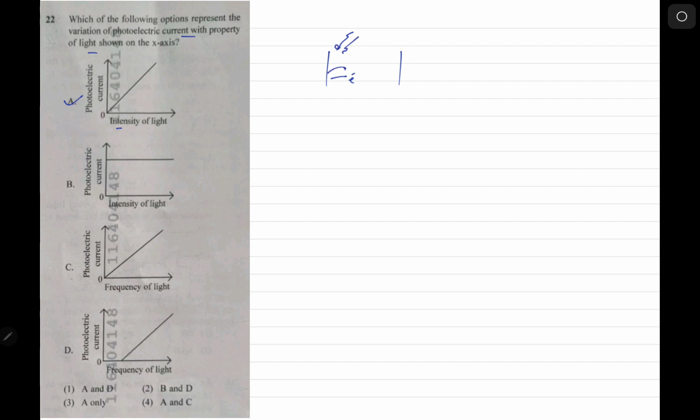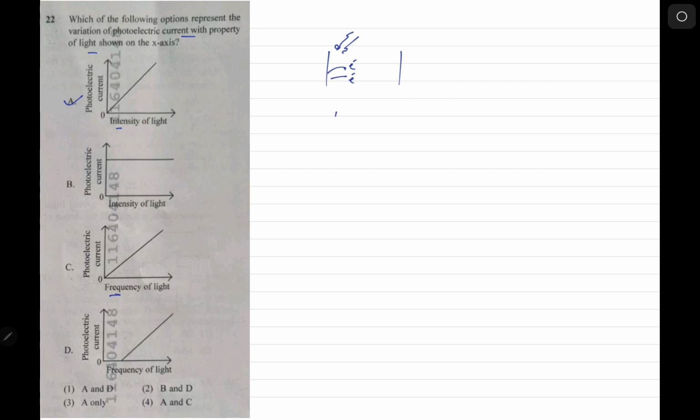So more electrons will be coming out, so that current increases. It is directly proportional to this. Now the second property of the light is given as frequency. Frequency does not affect the photoelectric current.